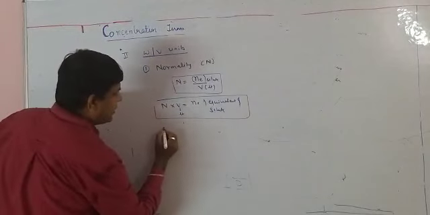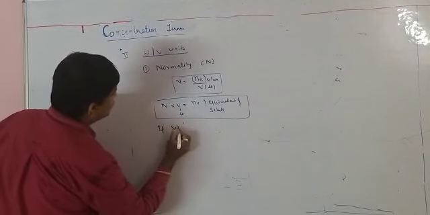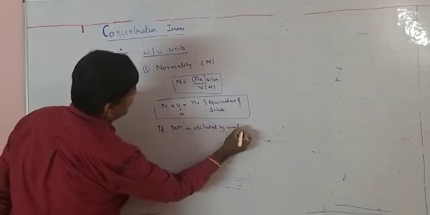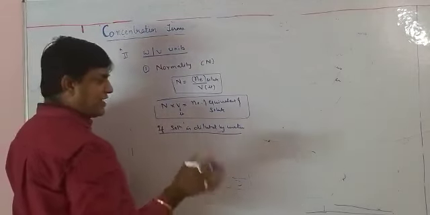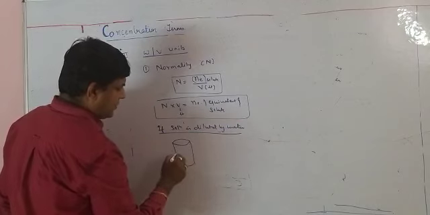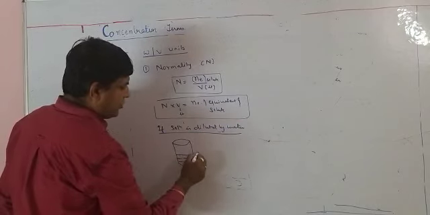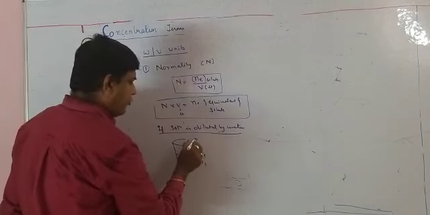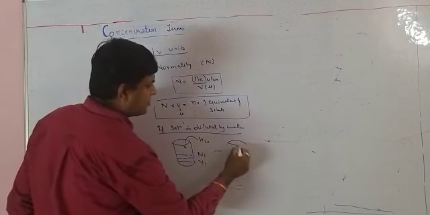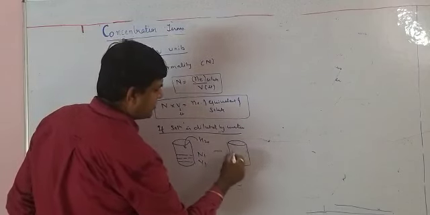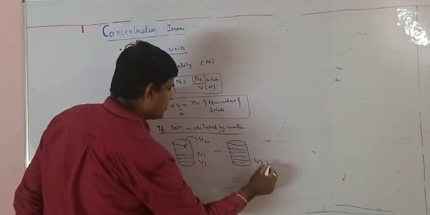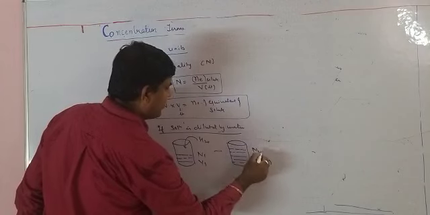Now see, if the given solution is diluted by water, I have taken the solution. Normality is N1, volume is V1. We are adding the water. As a result of which, automatically volume will increase, and normality will decrease.